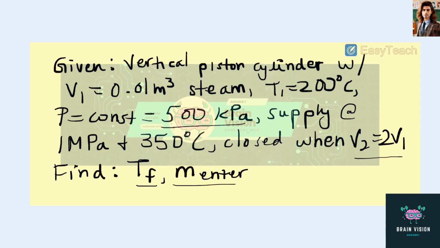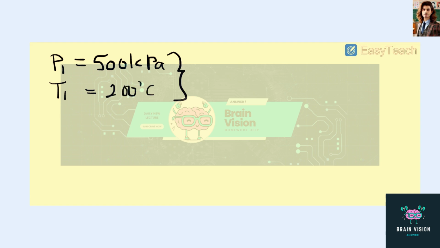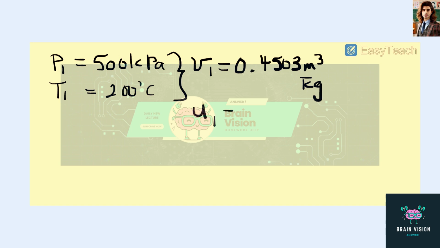So what we're going to do first is find the properties of our steam, looking at the thermodynamic tables. For an initial state of P1 and T1 equal to 500 kPa and 200 degrees C, we have an initial specific volume of 0.42503 meters cubed per kilogram, and an internal specific energy of 2,643.3 kilojoules per kilogram.